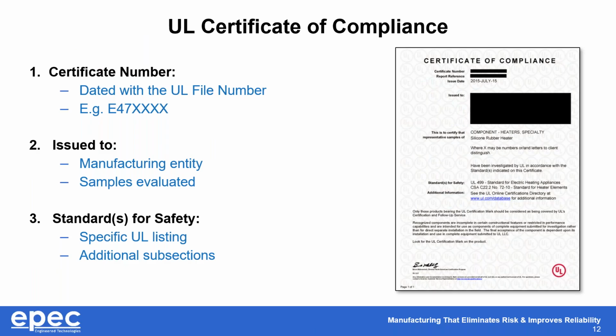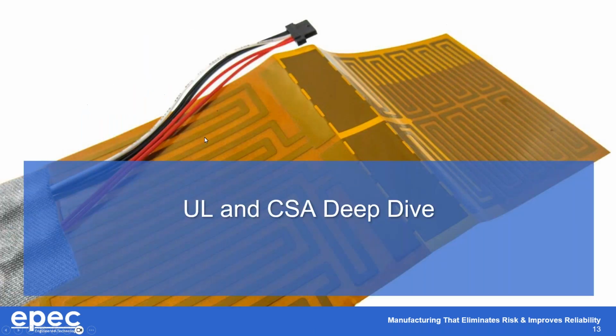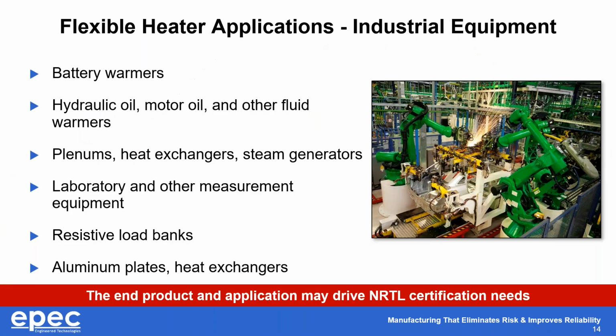This document includes a specific dated UL file number. It also has the manufacturer's number, usually begins with E and then 6 digits. These certificates are issued to a specific manufacturing entity and are only given out after the complete evaluation of a suite of samples. Next, we'll be doing a deep dive into both UL and CSA actual requirements.